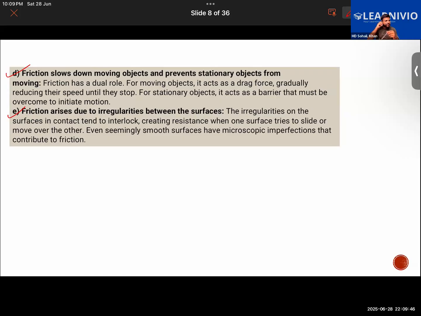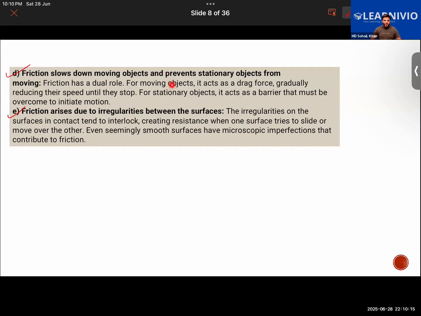Friction arises due to irregularities between the surfaces. The irregularities on the surfaces in contact tend to interlock, creating resistance when one surface tries to slide over or move over the other. Even seemingly smooth surfaces have microscopic imperfections that contribute to friction. So friction slows down moving objects and prevents objects that are at rest from moving.